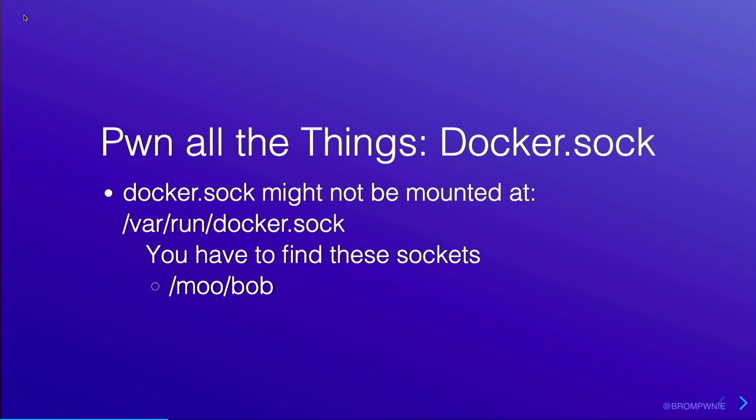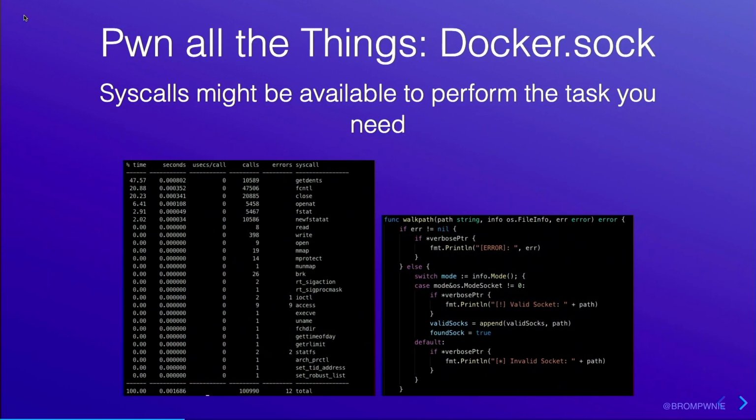Like I said as well, sockets might be mounted as something else. It might not be as obvious as /var/run/docker.sock. Might be /move/bob. How do you find these if you don't have the find command or other commands to help you there? Syscalls are your friends. Just because the commands aren't available in the container doesn't mean that the syscalls don't exist. To the left are the syscalls that are implemented for the find command. Just use strace to find that. And on the right is some Go code that I wrote to implement the find command. So I figured, okay, cool, if there's no find command, then I can just slap together some Go code and get a binary, and then I have the find command.